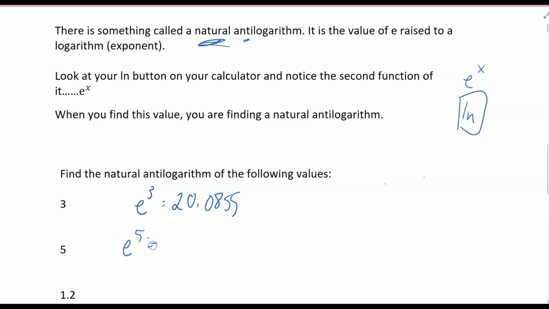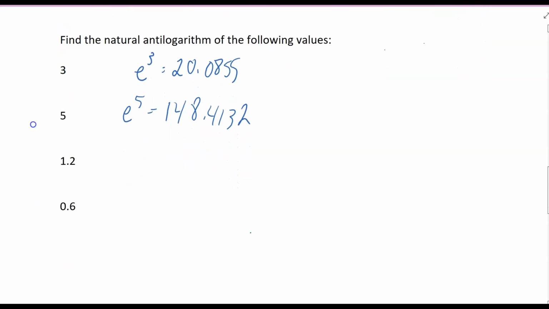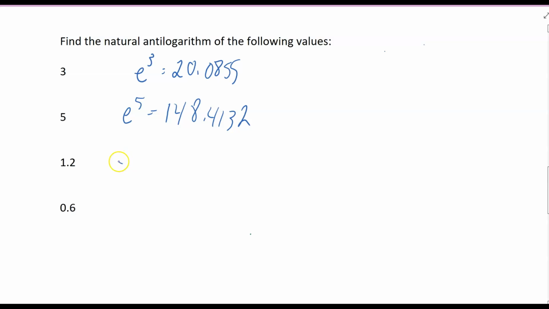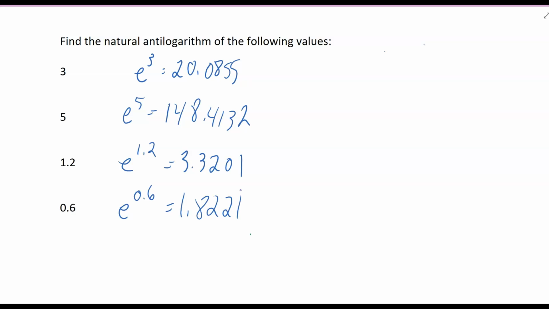e to the power 5. Sometimes I have to round that last number. Okay, so hopefully you work along and you are seeing the same values by using that second function of e on your calculator.